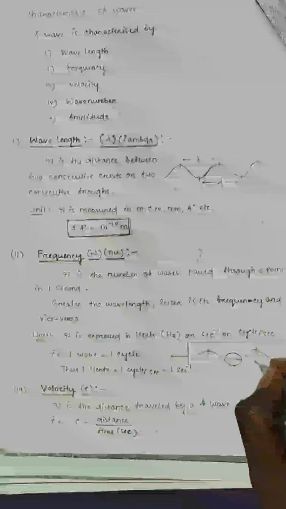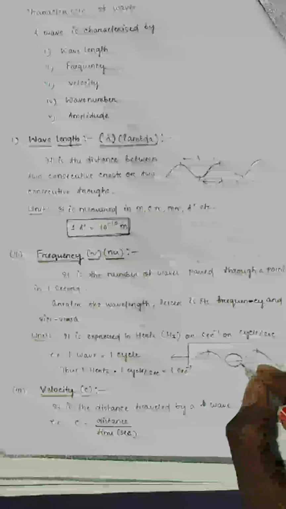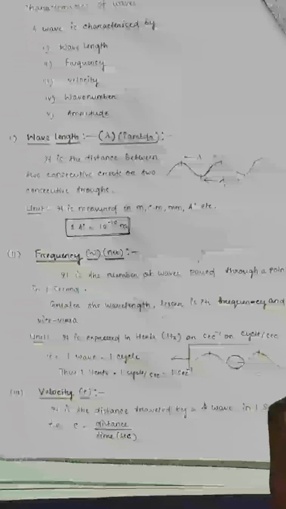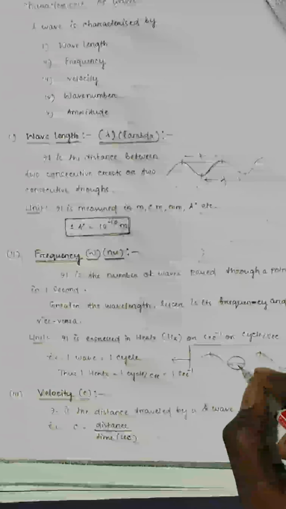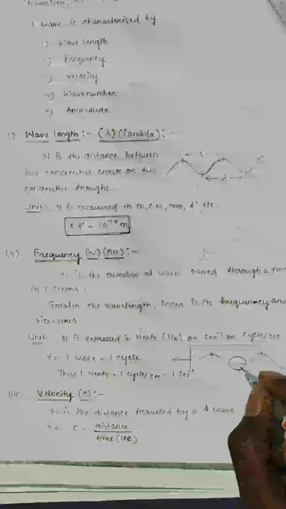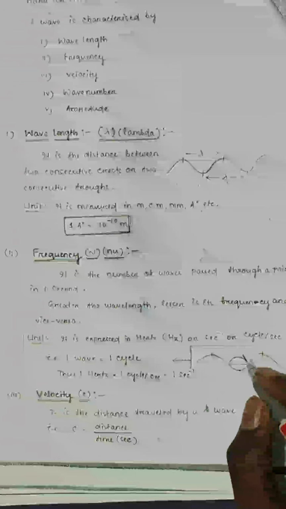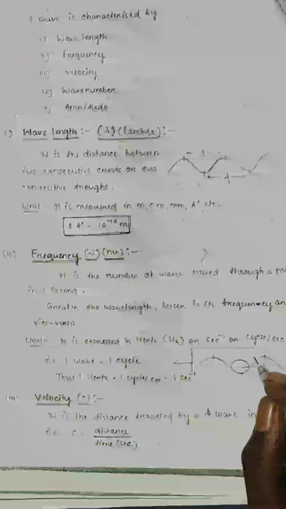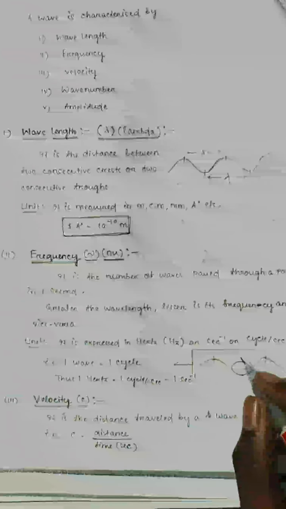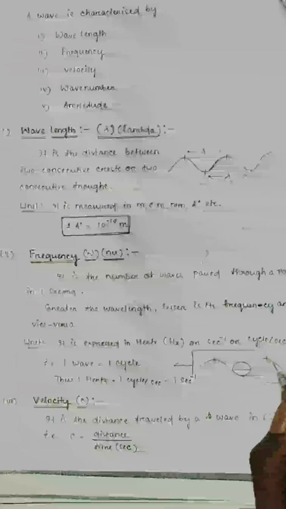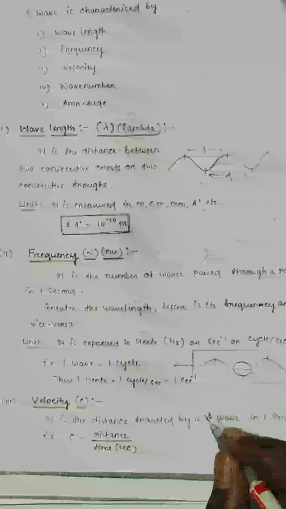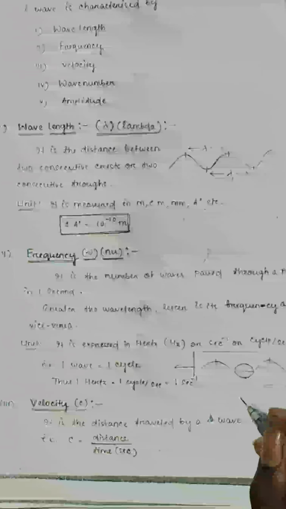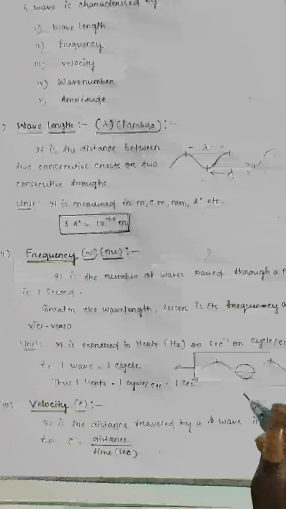I'll draw a line and pass a frequency between them. The number of circles or number of waves passing through it is known as frequency. A frequency is denoted with nu, and the unit of frequency is hertz. Thus, 1 hertz is equal to 1 cycle per second or 1 second inverse.